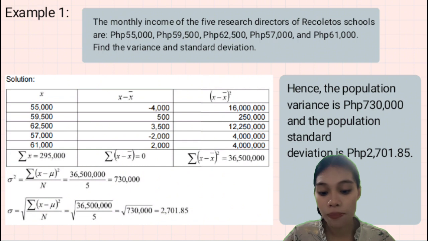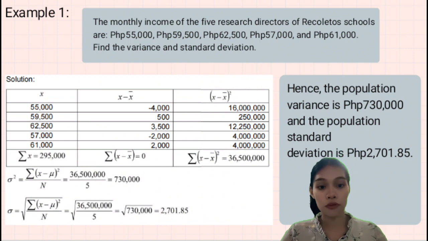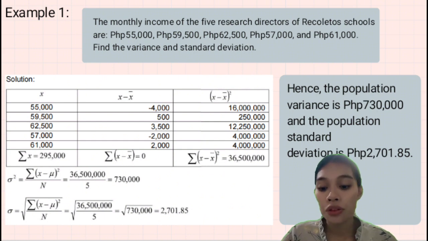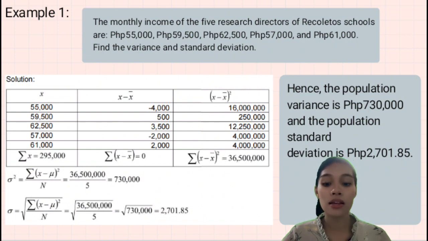So we will get the sum. Please compute with me if you have your calculators with you so we can check. 16 million plus 250,000 plus 12,250,000 plus 4 million plus 4 million is 36,500,000.